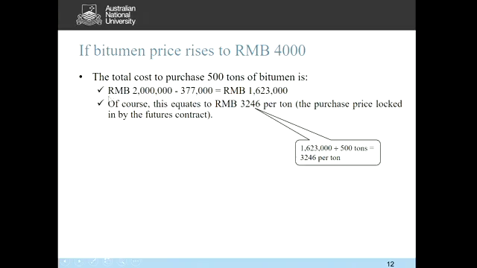Okay, so this is the price we realized in the spot market in September 2019, which is 2 million RMB. And this is the gain we had in our futures position, 377,000 RMB. So the net cost comes down to 1.623 million RMB. All right? And that figure divided by 500 tons comes down to 3,246 RMB per ton.